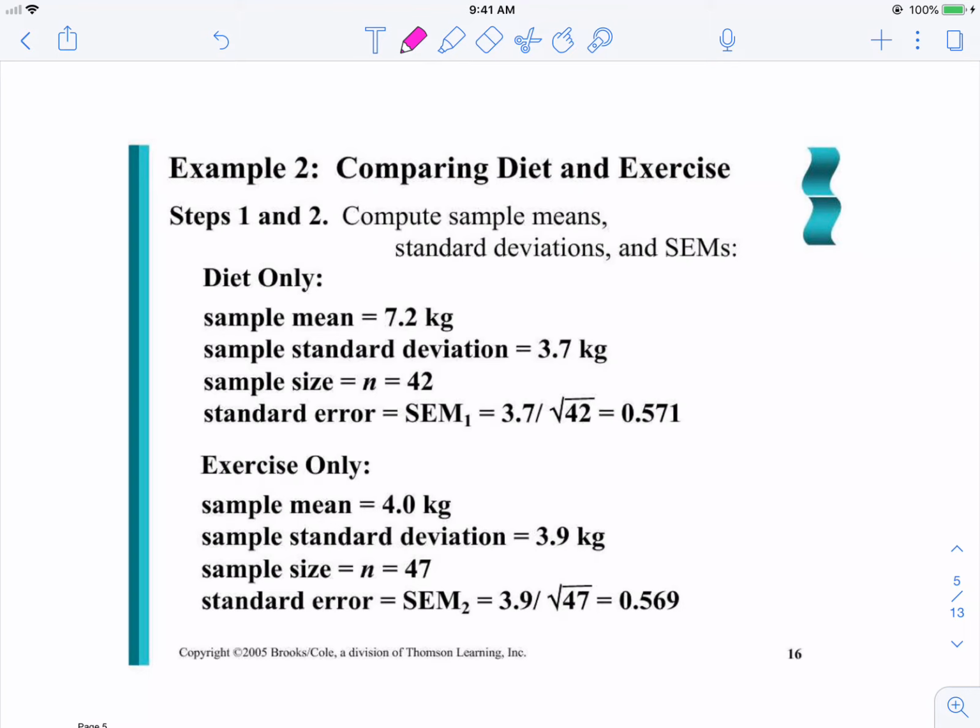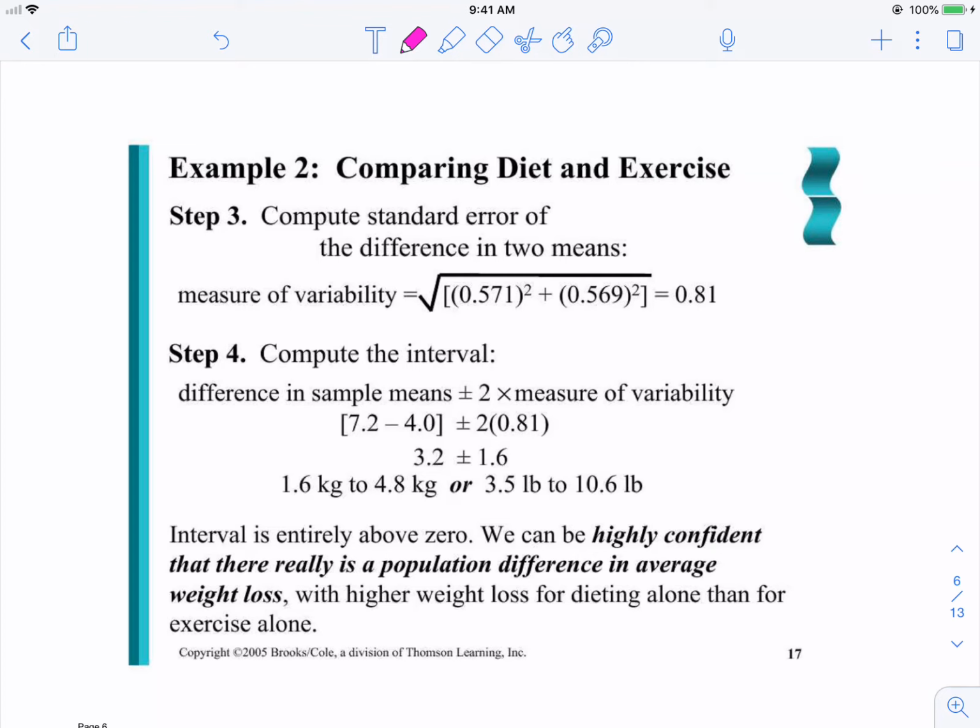So let's go back to our diet and exercise example, and here's a refresher of what that sample data looked like. We see the two sample means for each group, we see the two sample standard deviations, sample sizes, and we calculate both of the standard errors right here so we can use these to move forward. Again, a lot of numbers to keep track of when you're comparing two different samples to each other.